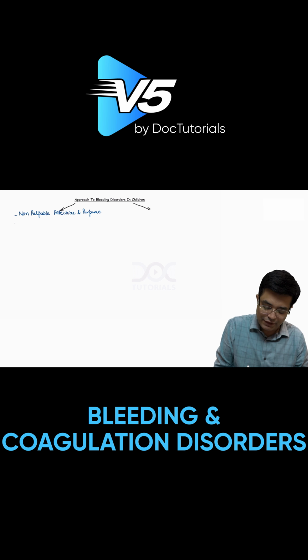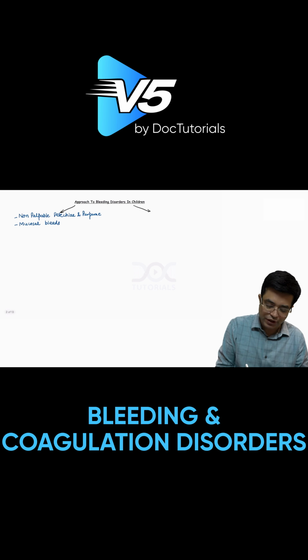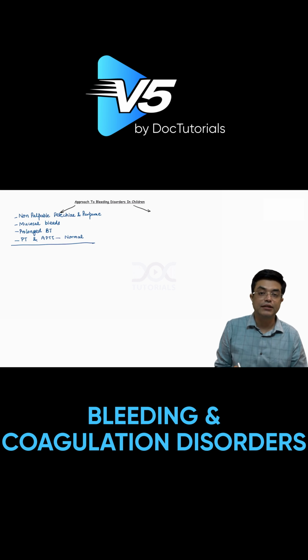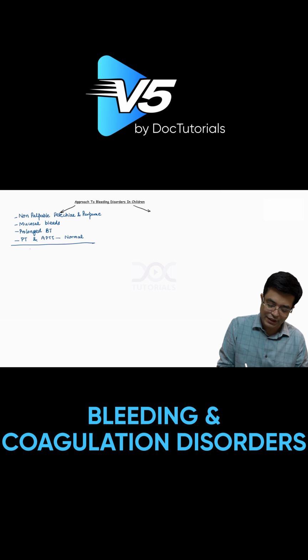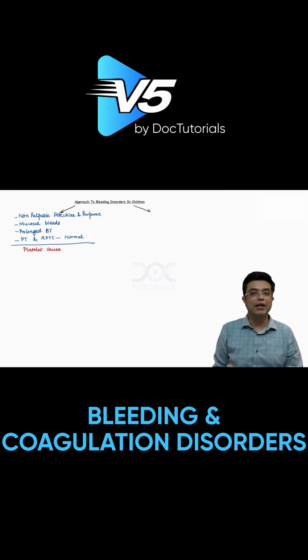Then the examiner will say there is mucosal bleeds. So mucosal bleeding will be there. There will be prolongation of bleeding time. But the coagulation tests like prothrombin time and activated partial thromboplastin time will be normal. If you have a presentation like this, the patient is likely to have a platelet cause of bleeding. So the cause of bleeding is platelet cause.